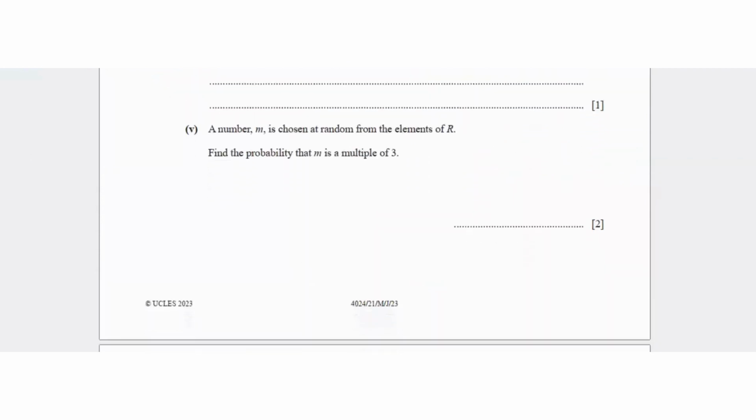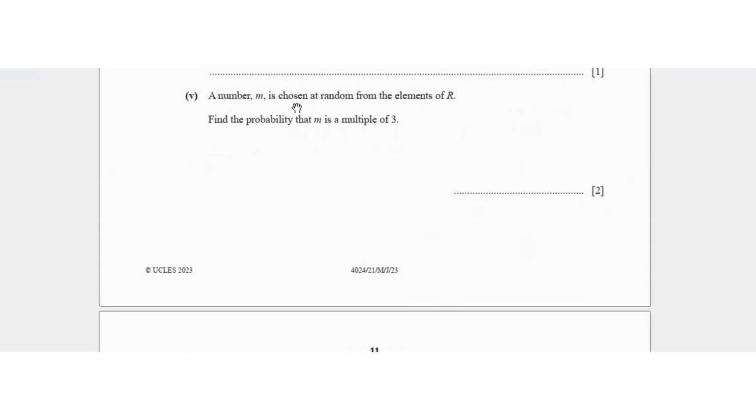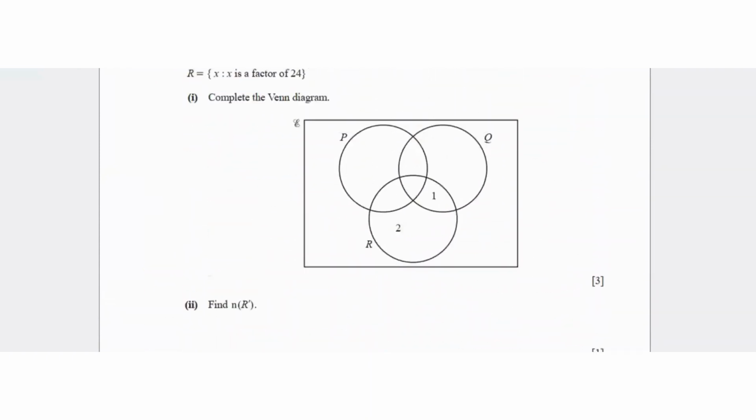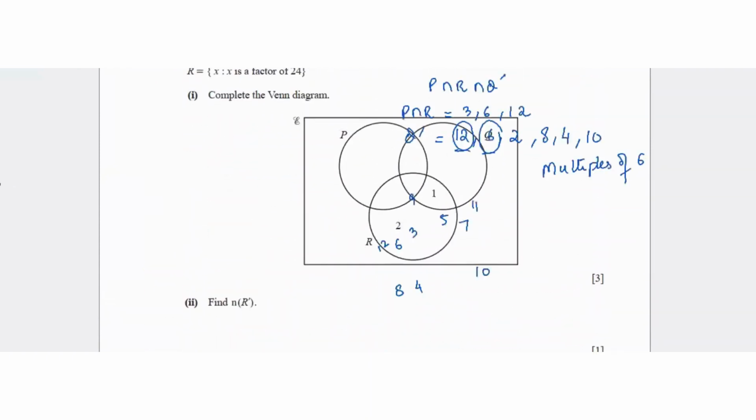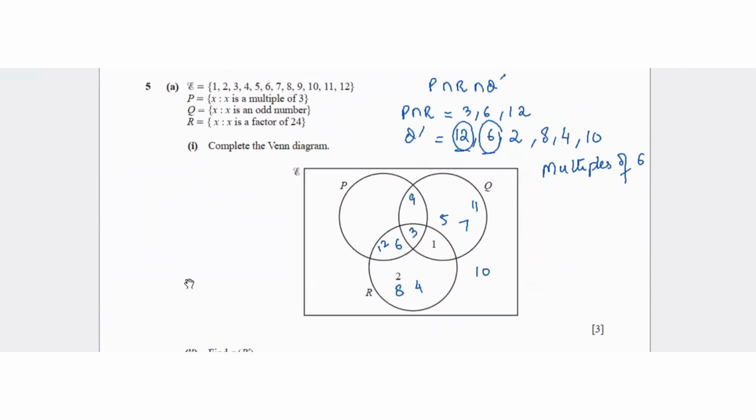Then it says the number m is chosen at random from the elements of R. Find the probability that m is a multiple of 3. Let's go back to this. R has a total of 7 values, and it has to be a multiple of 3. The multiples of 3 are 3, 6, and 12. So we have 3 multiples.